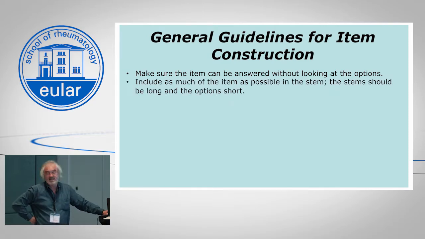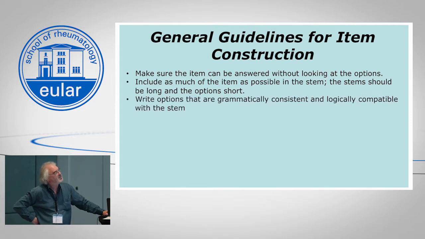You have a big stem and a short number of options, so a big clinical scenario and then a small number of options. The options are small. Write options that are grammatically consistent and logically compatible with the stem, because if they're not, people will immediately spot them as being incorrect. Traditionally, this is not absolutely essential. List the options in alphabetical order.